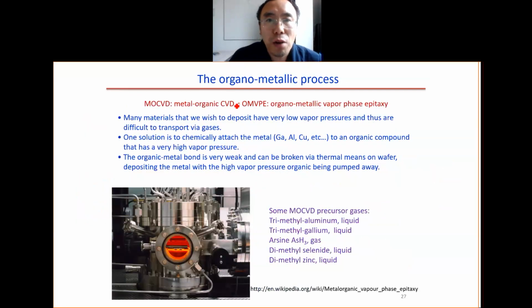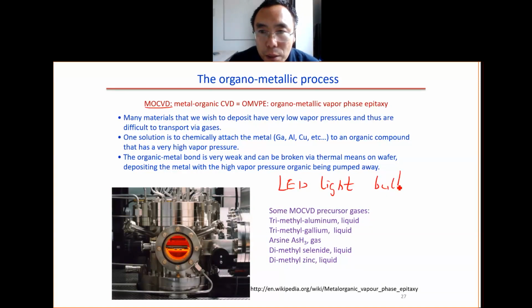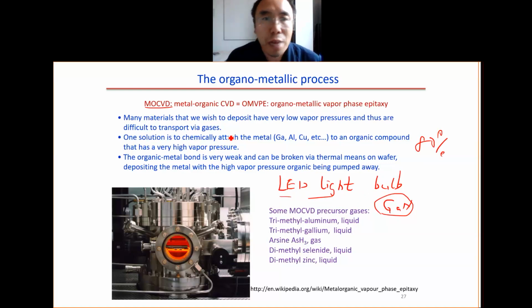Now let's look at the organometallic process. This is called MOCVD, and it is the most popularly used. For example, the LED light bulb we use now is based on gallium nitride. Gallium nitride is grown by this MOCVD method. About 10 years ago, 80% of the MOCVD machines were sold to China, because China made most of the LED lighting bulbs. It's done by MOCVD.